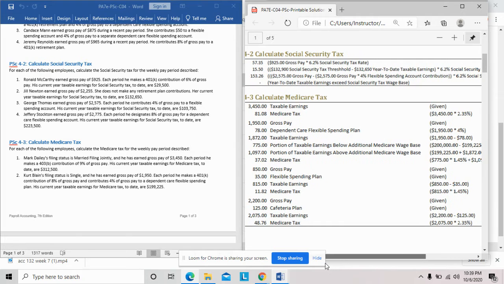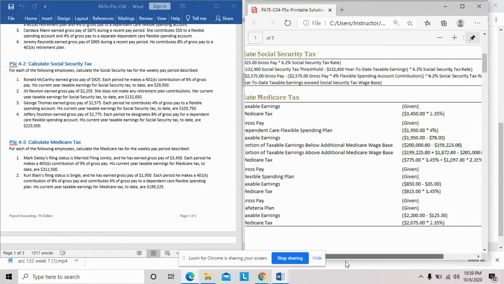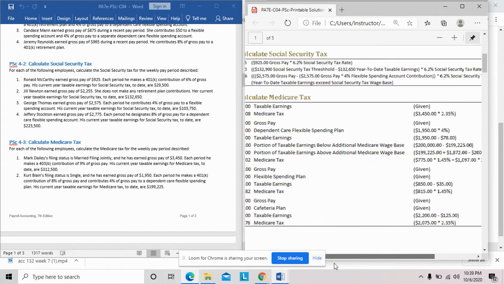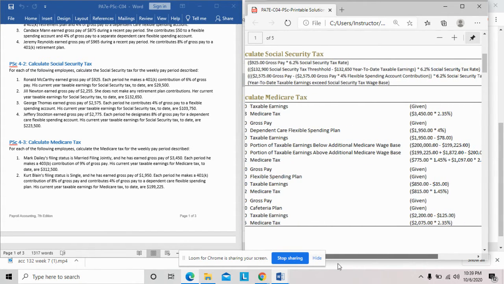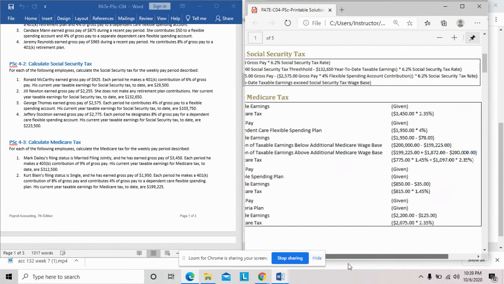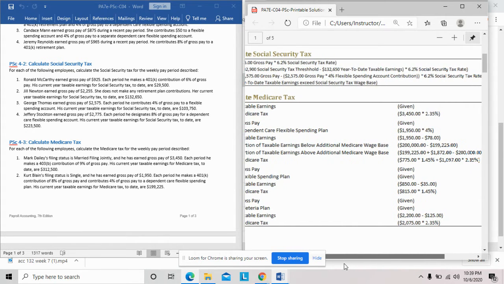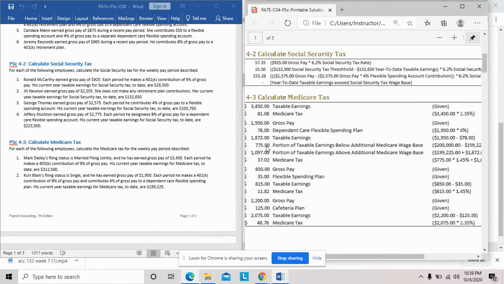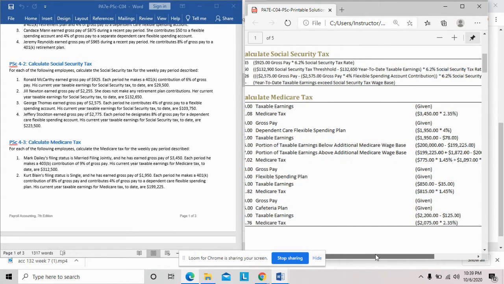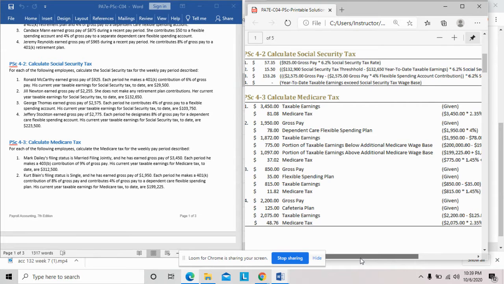And then finally, we get the Medicare tax. We take the $775. We multiply that by 1.45%. And then we add the 1,097 from the previous, right? The portion of taxable earnings above the Medicare wage base. Multiply that by 2.35%, get a Medicare tax of 3702.